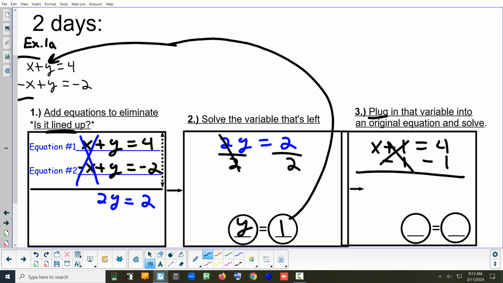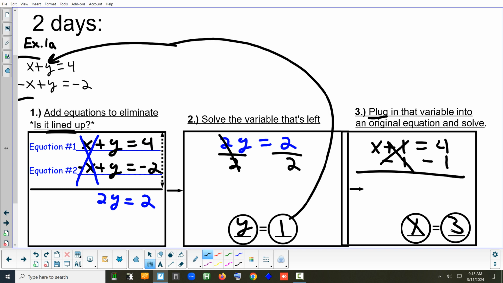Plus 1 minus 1 is 0. So that's gone. So what's by itself on the left now? X. And what do we get on the right side? 3. All right, and that's how you solve a problem with elimination. Now, how can we see if those answers are right?